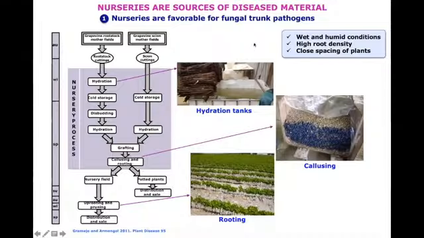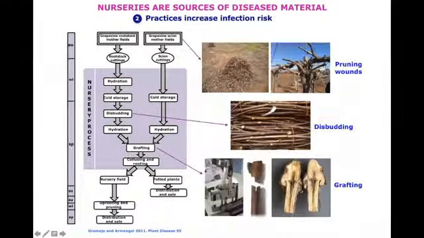Nurseries provide nearly optimal environments for fungal development: wet and humid conditions in hydration tanks and callusing, high root density within callusing containers and field rooting stages, close spacing of plants. So this will enhance opportunities for pathogen spread and reproduction. Even with these favorable conditions for disease development risk, disease will not develop if the pathogens are not present.